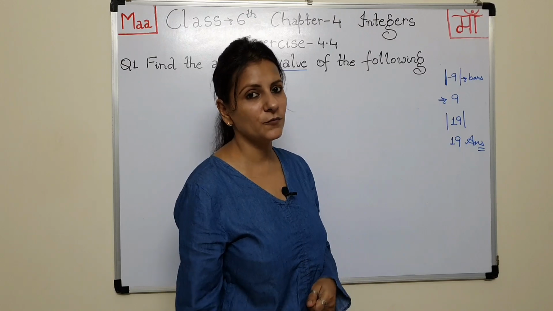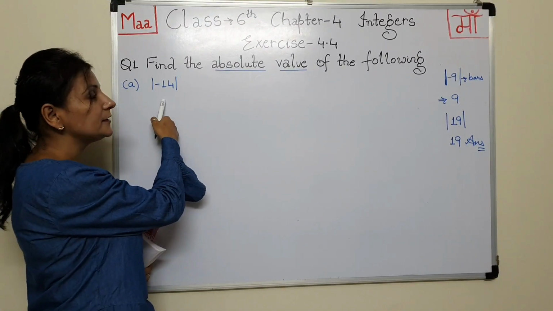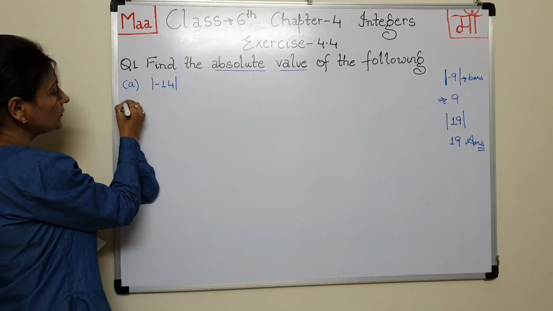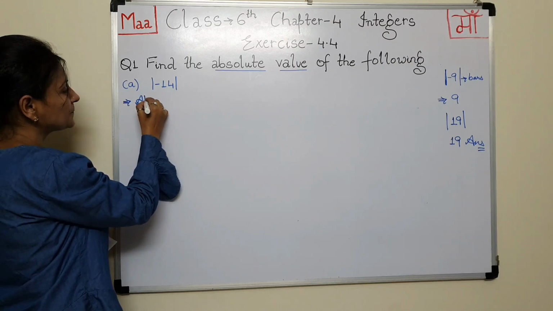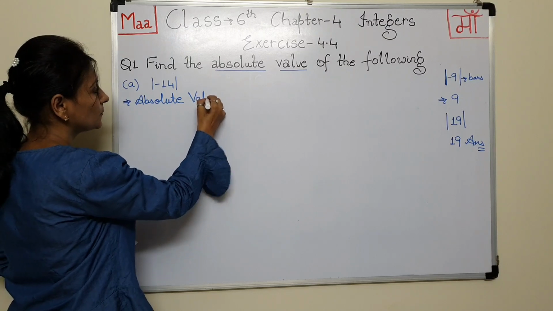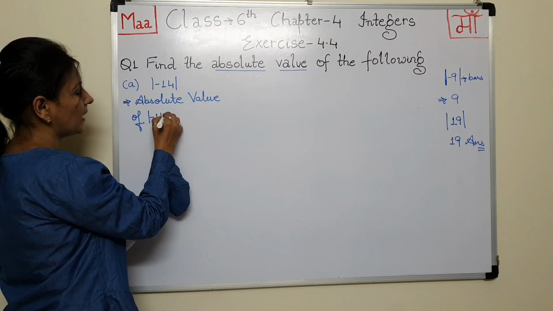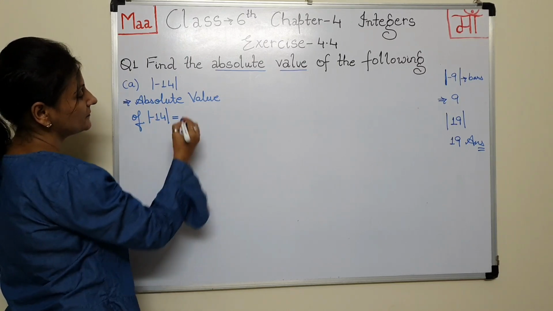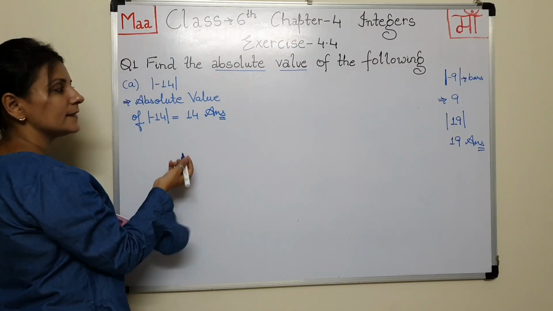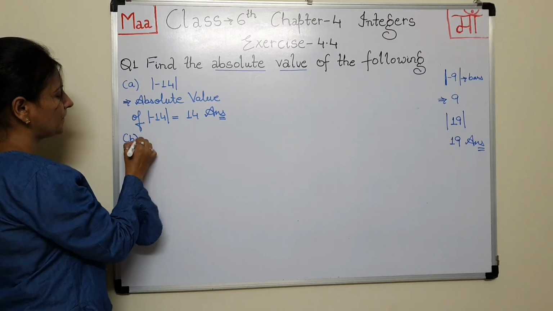So let's begin with A part. Yes students, see, the A part is in between the bars, it is -14. So how will you solve? Firstly you will write absolute value of -14 in the bars, and the answer will be what? It will be 14. So this will be the answer. Now see how simple it is, and in the same way we have to do all the parts.